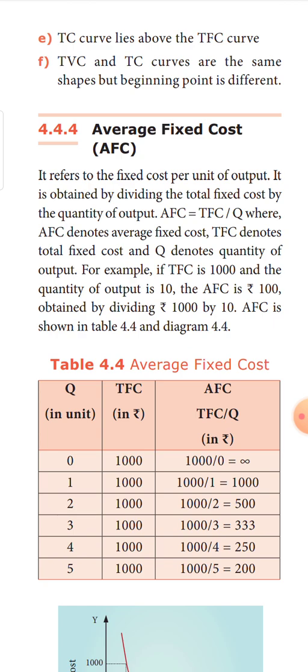Now let us go to the first topic, average fixed cost, AFC. What is the formula for average? Total divided by number of observations. Likewise, to find out average fixed cost, what do we have to do? We need to find total fixed cost divided by quantity of output that is produced. In words, it refers to the fixed cost per unit of output, which means to produce 1 unit of output, what is the fixed cost incurred?